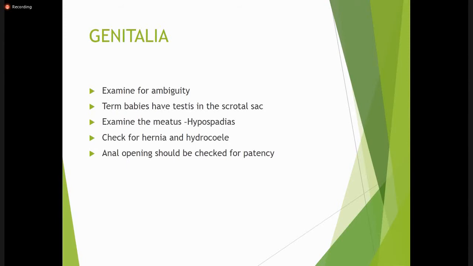And if you identify undescended testes, then you go for an ultrasound of the abdomen and take a pediatric surgical consult for surgical management. Ideally you should wait only 3 months, and studies say that if you wait for more than 3 months, then testicular damage is quite possible. Then check for hernia and hydrocele, and the anal opening should also be checked for patency.